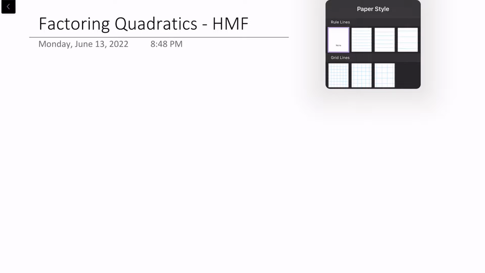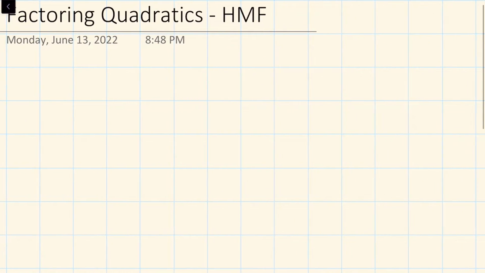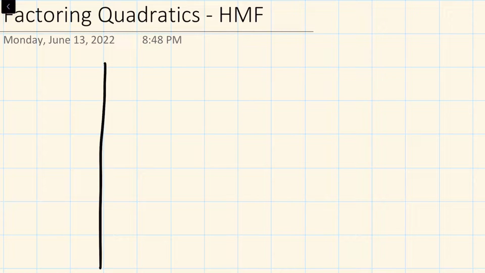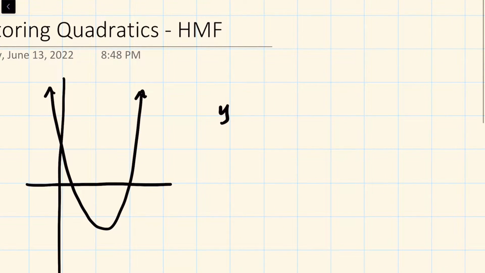So we're going to get right into today: factoring quadratics. A quadratic is usually defined by a polynomial with degree 2. And that polynomial, let's say it's y equals 2x squared plus 5x plus 7. The degree is 2 because the highest exponent of the variable is 2 in this case.